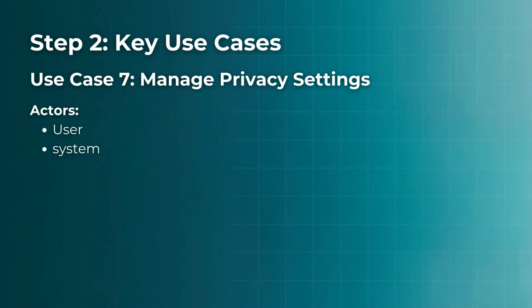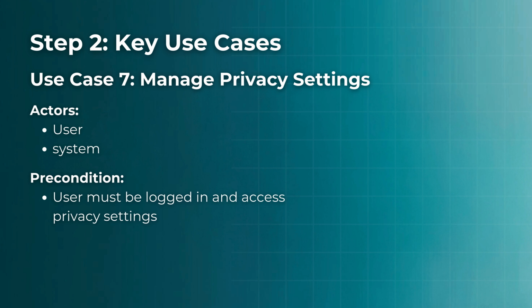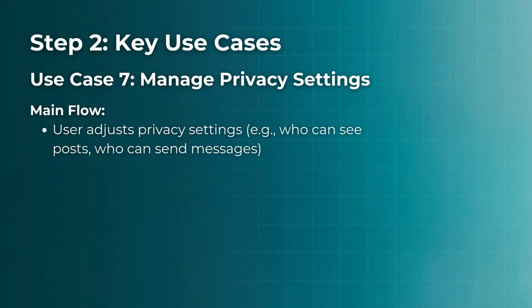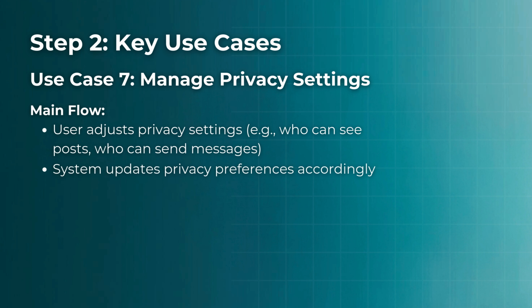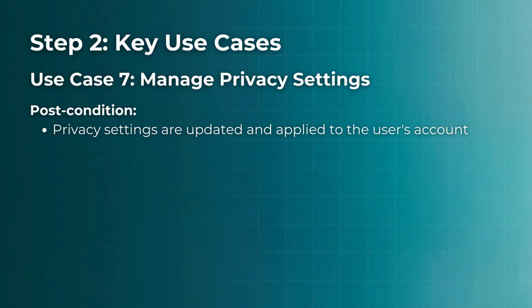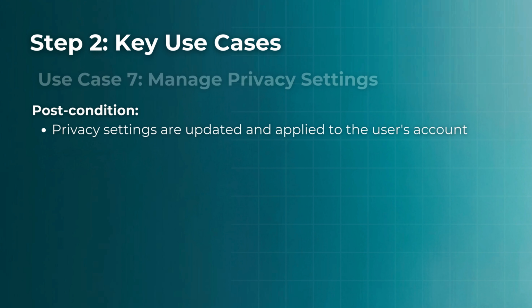The actors involved in this use case are the user and the system. How it begins: the user navigates to the privacy settings. What happens next? First, the user tweaks settings, like who can view their posts, send messages, or tag them. Then, the system applies these changes immediately. With these tools, users can shape their digital presence just the way they like.